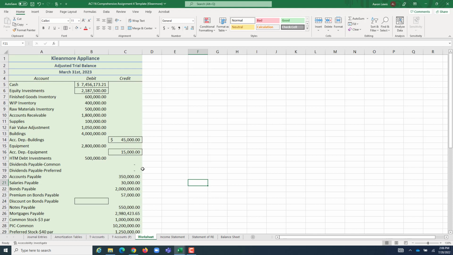Speaking of $0 balances, down here under bonds payable, we see that on this template, there's premium on bonds payable and discount on bonds payable listed. I want to make sure you guys know what is a premium and what is a discount. So pretty much in all the variations of this assignment, you're going to have one or the other, but on the accounts, you're going to have the T for both. You're going to have a spot for both on your adjusted trial balance. Cleanmore issued their bonds at a premium, and that premium, even after being amortized, still has a $57,000 balance.